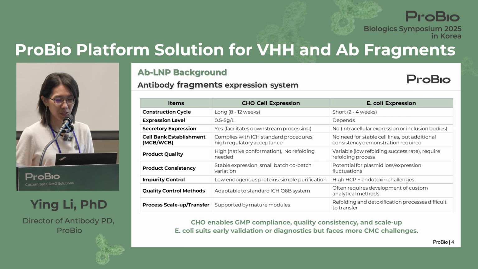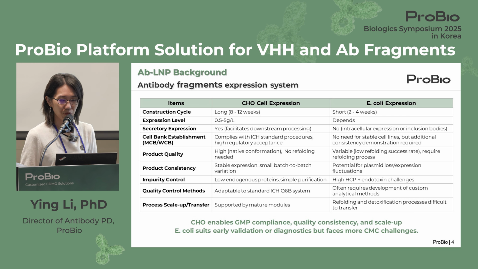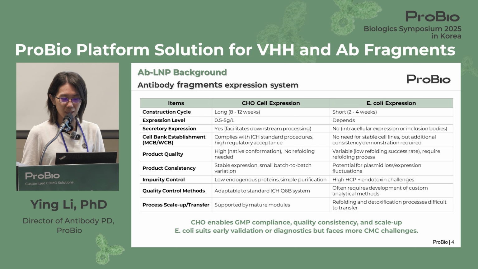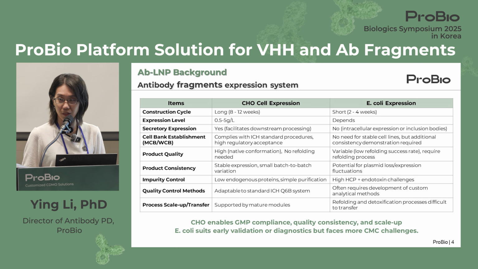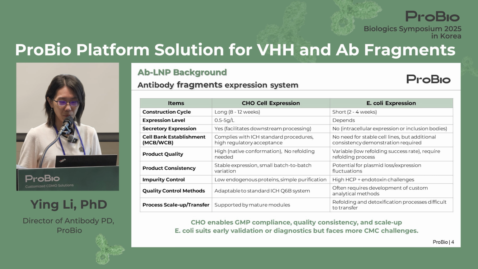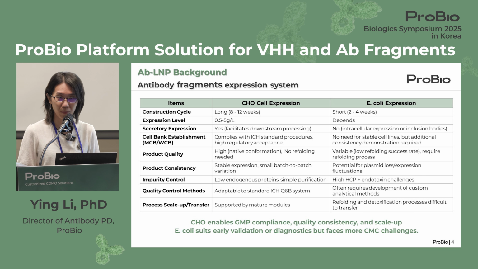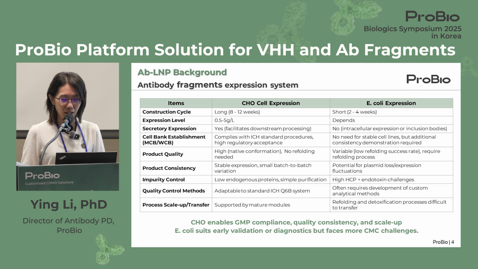So first, let's start with the expression system of different antibody fragments. In general, depending on the complexity of these molecules, we can utilize either CHO cell expression or E. coli cell expression. In general, E. coli expression allows for a much shorter construction cycle of 2 to 4 weeks, and the expression level could be competitive depending on which type of molecule. For example, if that's a single domain antibody, the titer could be pretty high.